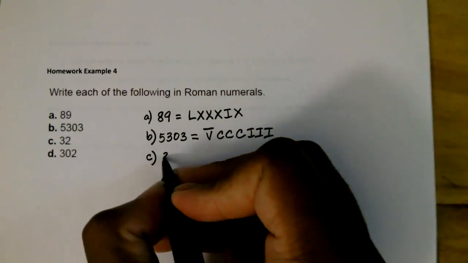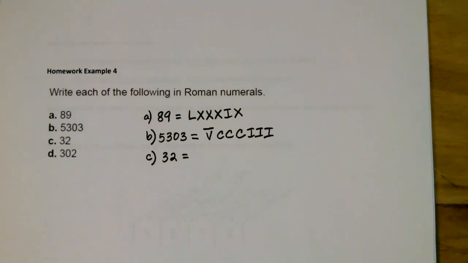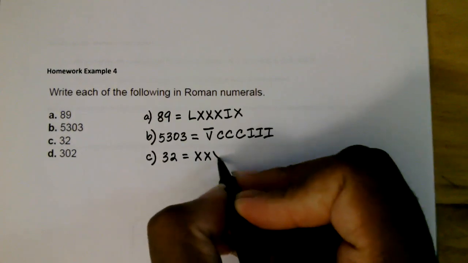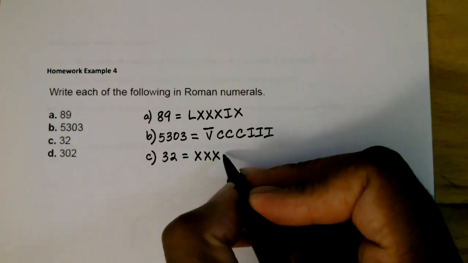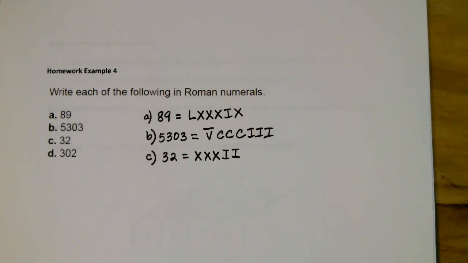Right, part C, 32. Well, X is a Roman numeral for 10, so I'll use 3 X's. And the Roman numeral for 1 will be I, so I'll use 2 I's. So XXXII is the Roman numeral for 32.